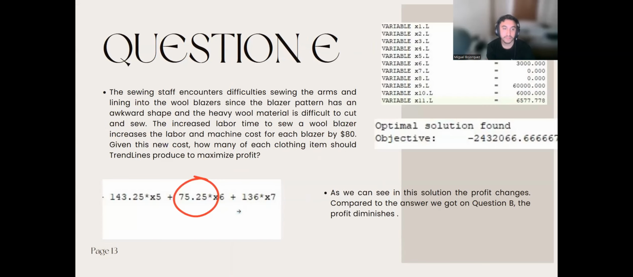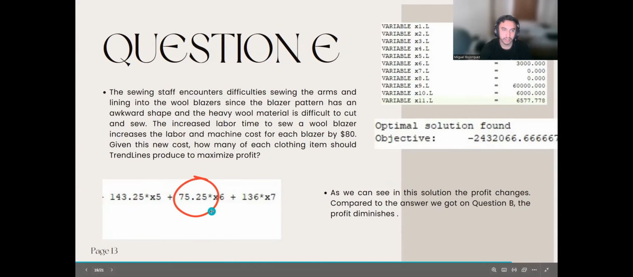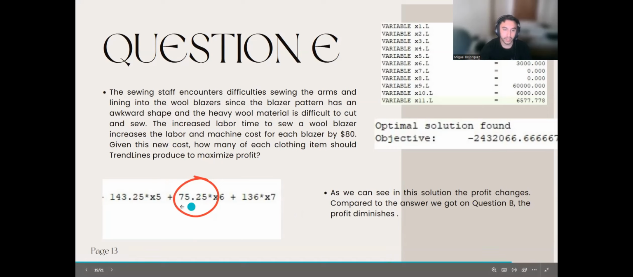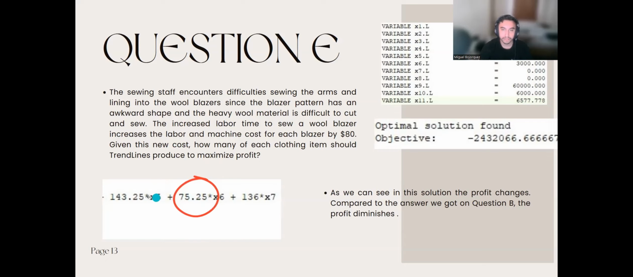Now for question E, the sewing staff encounters difficulty sewing the arms and the lining into wool blazers since the pattern has an upward shape and the heavy wool material is difficult to cut and sew. The increased labor time to sew a wool blazer increases the labor and machine cost for each blazer by $80. Given this new cost, how many of each clothing item should Trendlines produce to maximize profit? So in the table that my partner Arturo Clemente talked about, we saw the labor and machine cost reducing the price of each product, and now this will be the new profit that we have for the wool blazers, and this changes how we can sell the item and overall reduces even more the profit that we had.